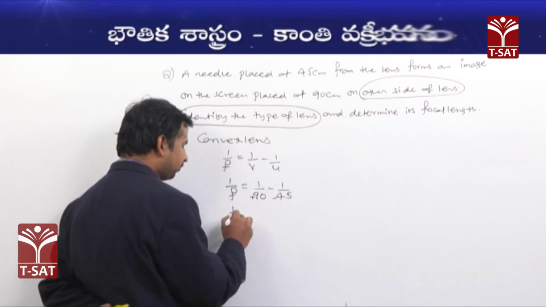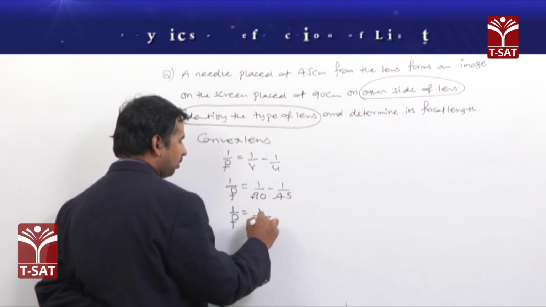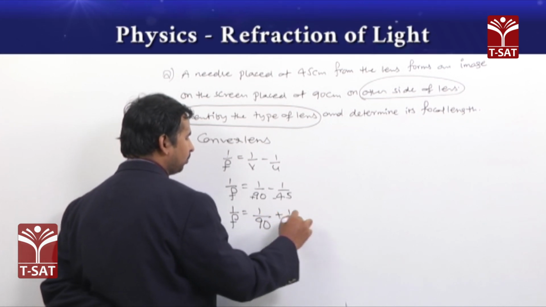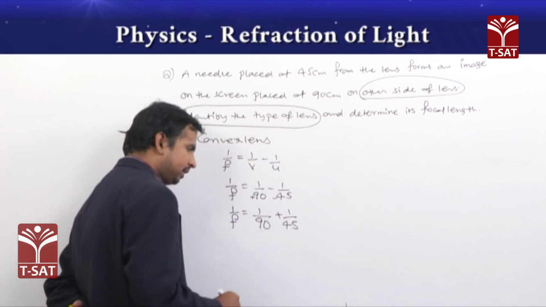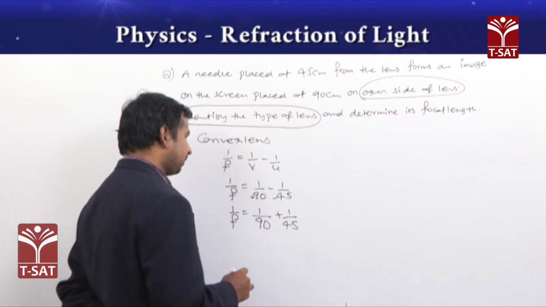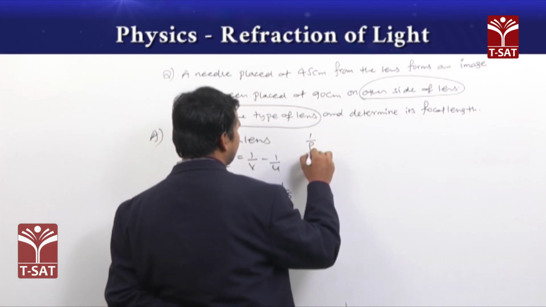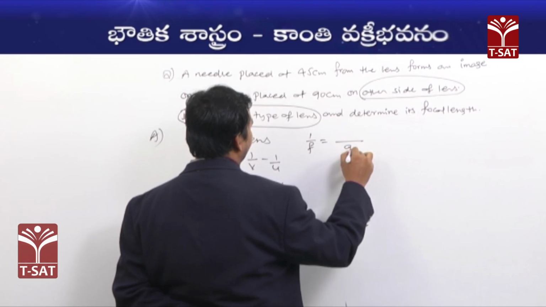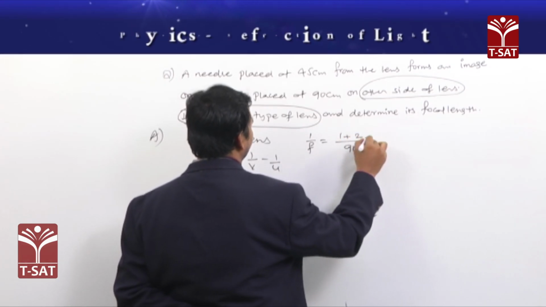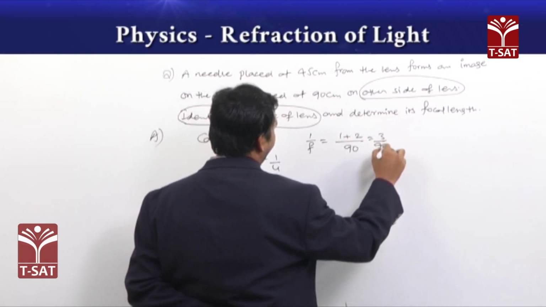Then finally, we get 1 by f is equal to 1 by 90 plus 1 by 45. Then if we take the LCM, 1 by f is equal to 1 plus 2 by 90, which is 3 by 90.